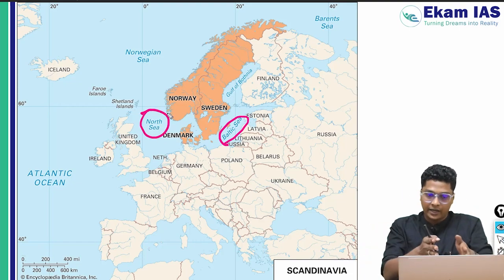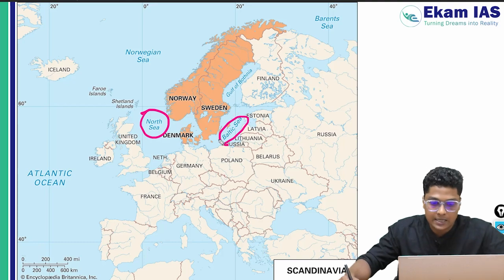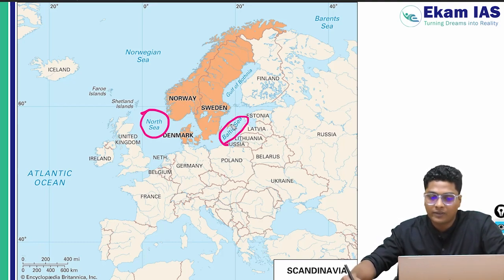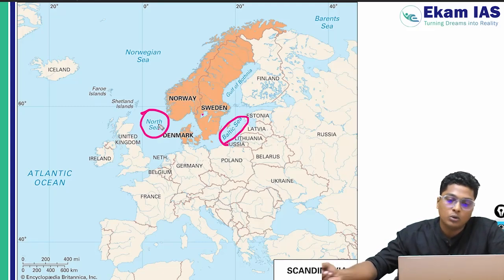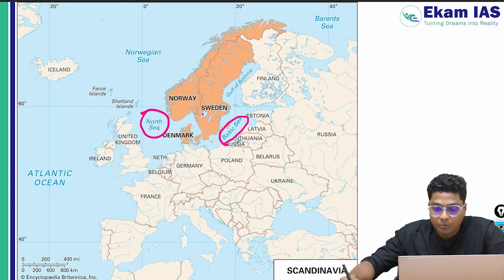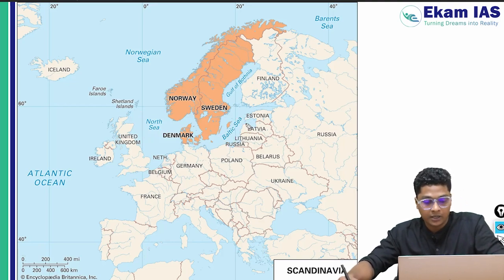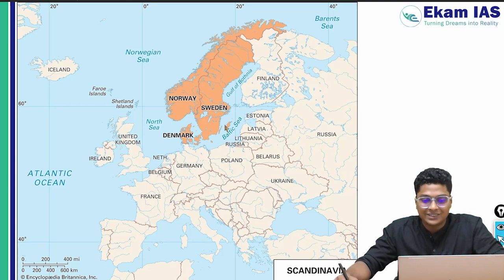So for the Scandinavian countries, on the east side we have the Baltic Sea, but Norway is not open to the Baltic Sea. Sweden, Norway, Denmark are open to the North Sea. But to the Baltic Sea, only Denmark and Sweden are open, right? So this is the first one, Scandinavia.